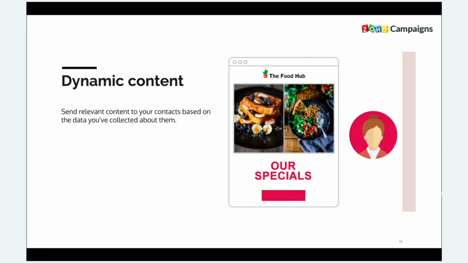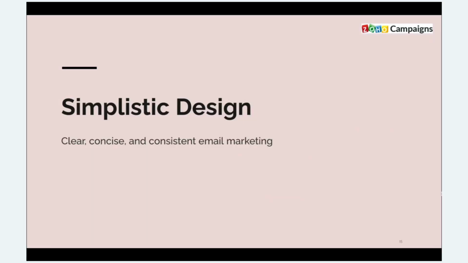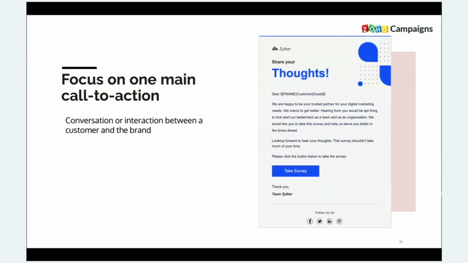So these are the different personalization tactics that you can try in your email campaigns. Once you lay out a plan for personalization, the next thing that you'll need to focus on is how to design your emails. We all know now is a time of minimalism, so make sure you're adding only the elements that are required to convey the idea. CTAs are important because a conversation or interaction between a customer and a brand happens through CTAs. So make sure you include a CTA which your audience would click.